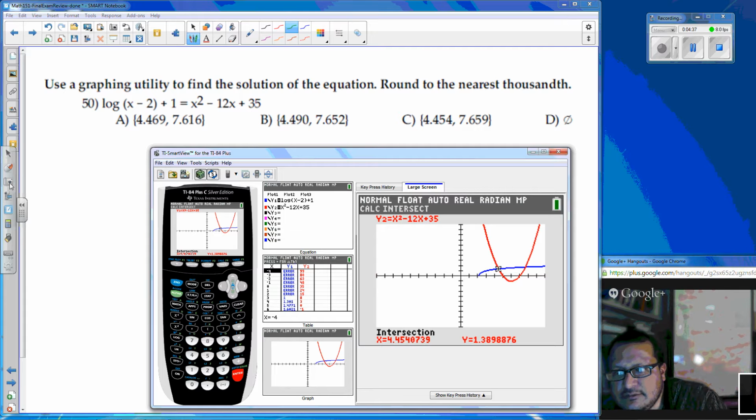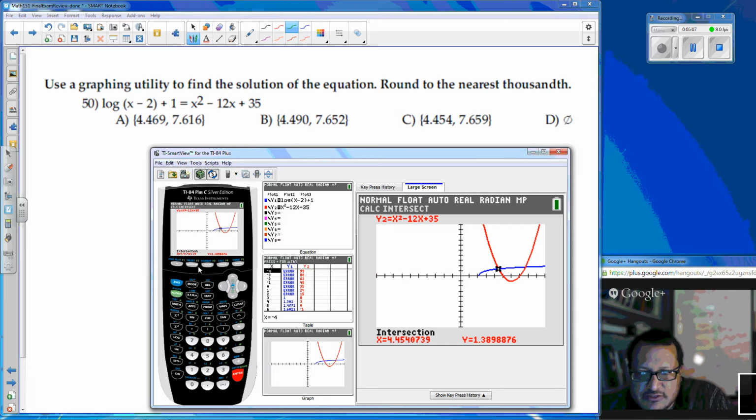We're just going to look at the choices: 4.45, 4.54. So just by the process of elimination, I already have the answer. It's got to be this one because it's not any of these.